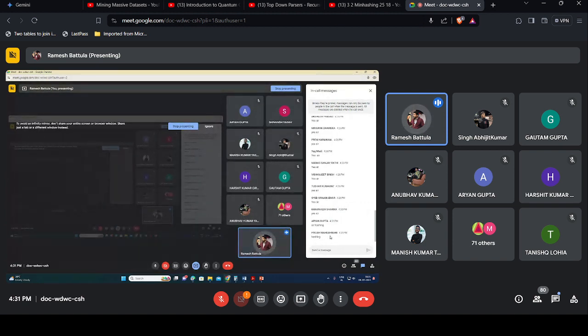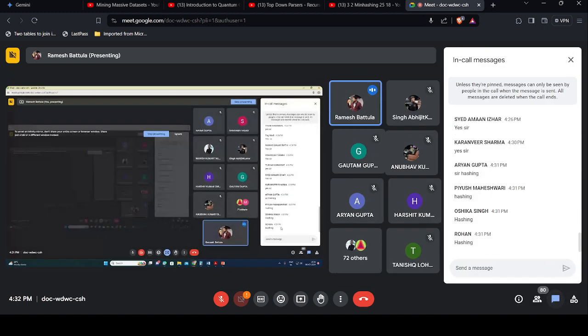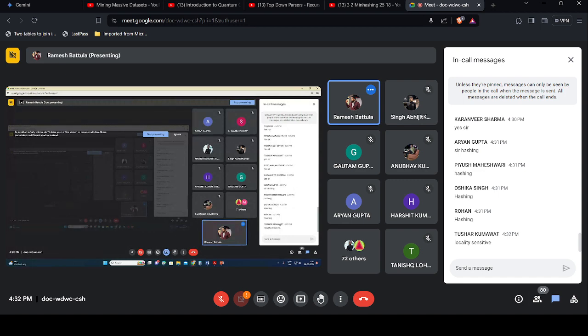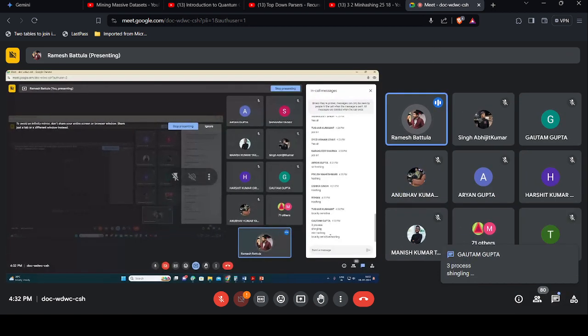We want to develop this hashing with locality. Hashing is used to find the micro level similarity between two documents. Locality sensitive hashing. If you want to do locality sensitive hashing, what are we supposed to do? Shingling, min hashing, and locality sensitive hashing. This is the target of this particular discussion.